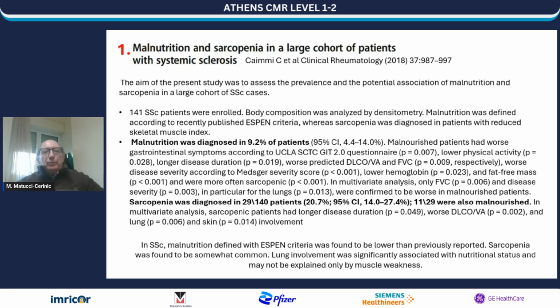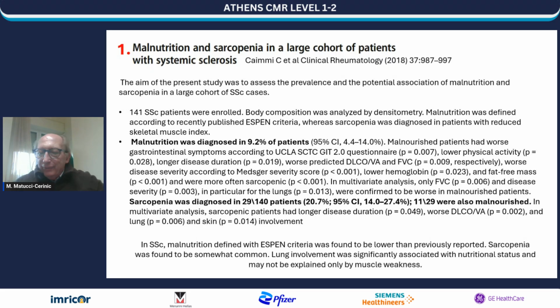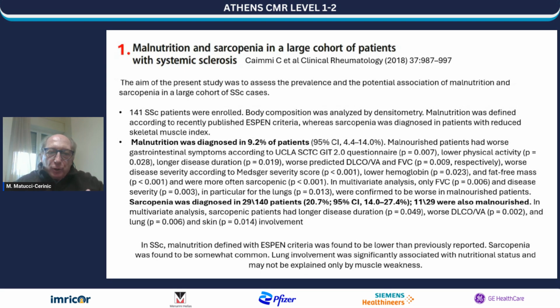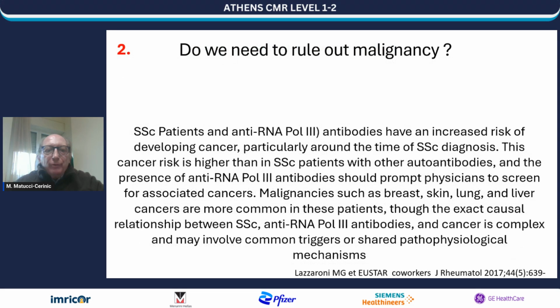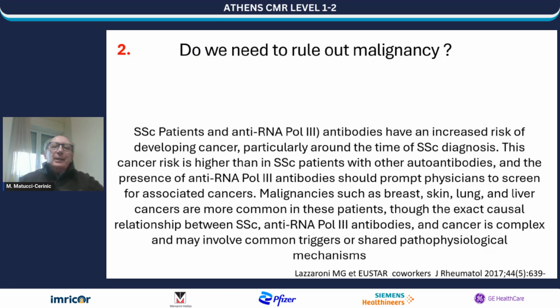So now the three questions. The first question is malnutrition, because as I told you, in systemic sclerosis, the GI involvement is inducing a malnutrition. And obviously, following malnutrition, we enter into the world of sarcopenia, and this is found in a large part of patients that have the involvement of the muscle.